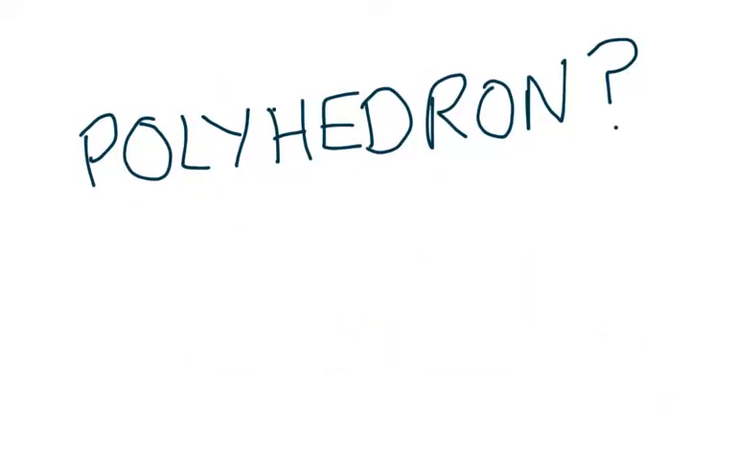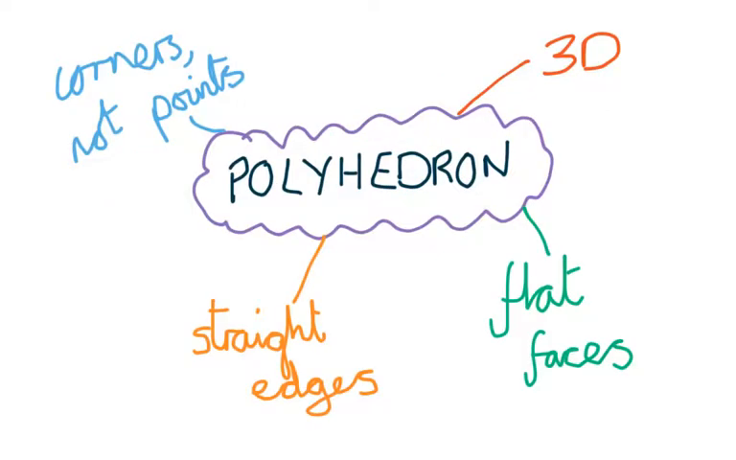So today we're going to be looking at this word, polyhedron. Do you think you can work out what a polyhedron is? Okay, a polyhedron, similar to a polygon, except this time we're looking at 3D. So it's like the 3D equivalent of a polygon. So polygon is 2D, polyhedron is 3D.